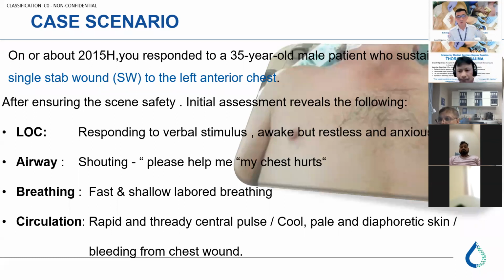Let's continue. After ensuring that the scene is safe, your initial assessment reveals the following. Level of consciousness: the patient is responding to verbal stimulus. He is awake but restless and anxious. Airway: he's shouting and saying, my chest hurts. Breathing: fast, shallow, labored breathing. Circulation: rapid and steady central pulse. Cool, pale and diaphoretic skin. And there is some bleeding from the chest wound.